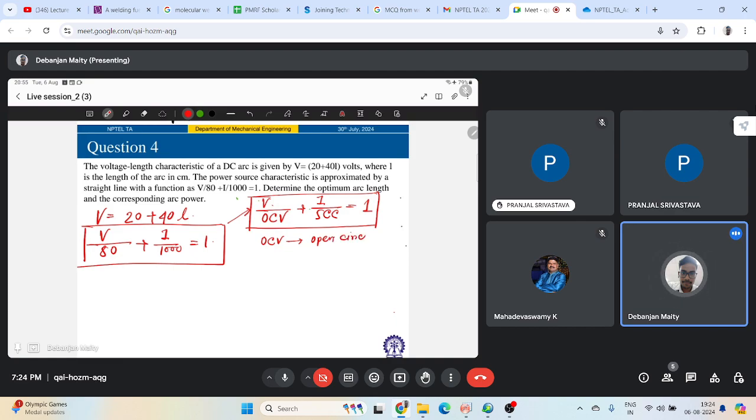OCV is called open circuit voltage. Whenever no load or no resistance is attached to your system, or you have not connected your circuit to your workpiece, it is open. During that time, whatever the potential difference is, that is called open circuit voltage, and it should be higher than your operating voltage. OCV of your power source always should be higher than your operating voltage, and SCC is short circuit current. So you're assuming your resistance is 0.